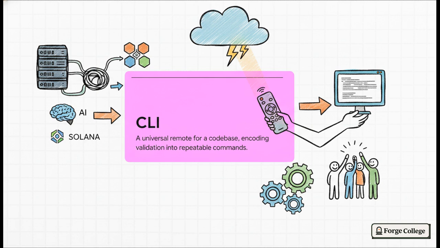So think of a CLI, a command line interface, as basically a universal remote control for your codebase. It takes all that testing, validation, and observability logic you built for your MCPs and packages it all up into simple, reusable, repeatable commands. It is literally the absolute key to developer velocity.